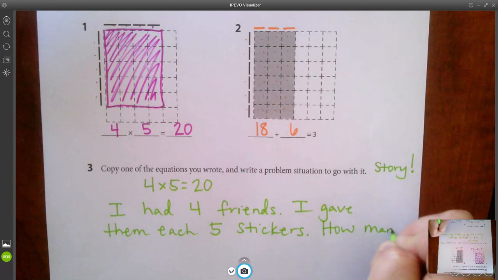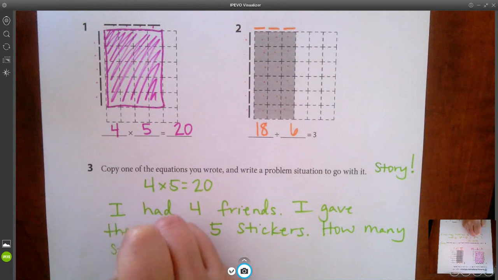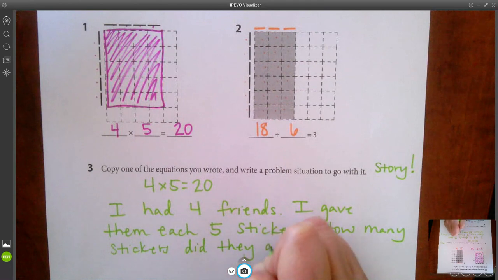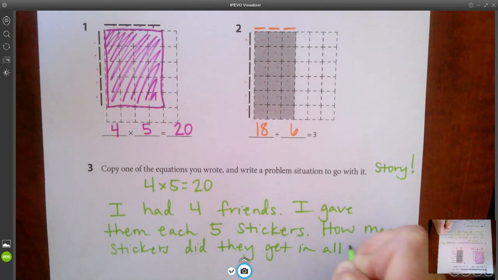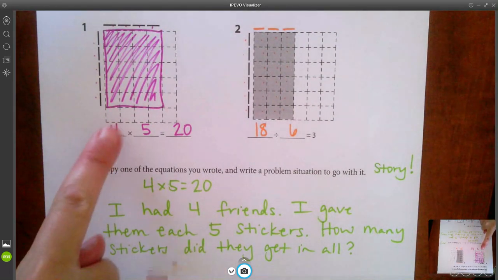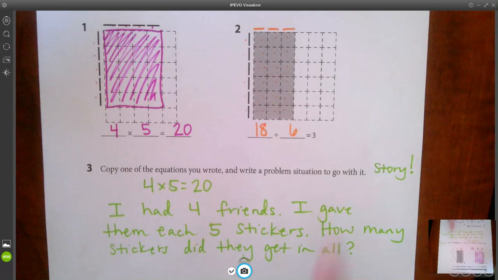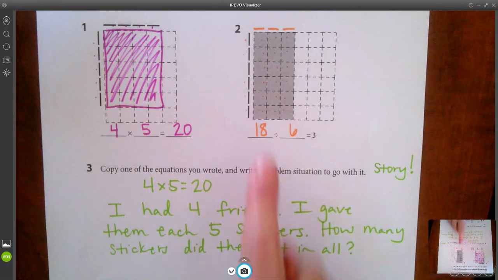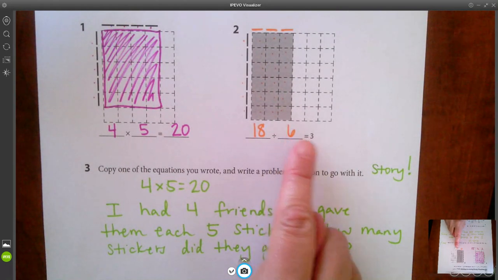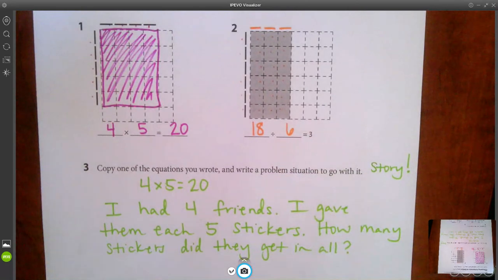How many stickers did they get in all? All right, my story could be totally different than your story, as long as your story matches this equation or this equation. Like, I had 18 cookies. I divided it between 6 people. How many cookies did we each get? 3. So some kind of a story to match either one of those equations. So my story and your story could be totally different, and it could still be correct.